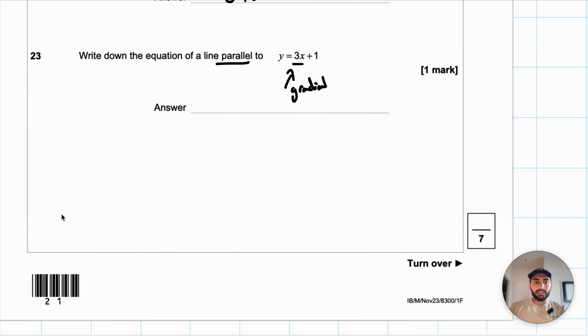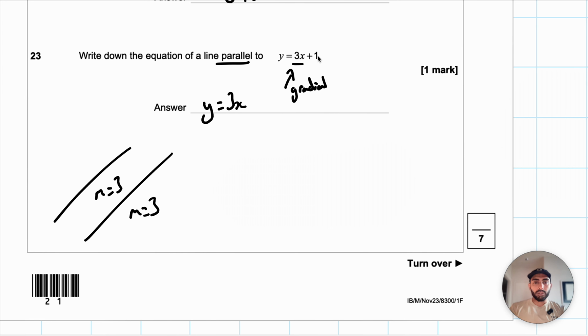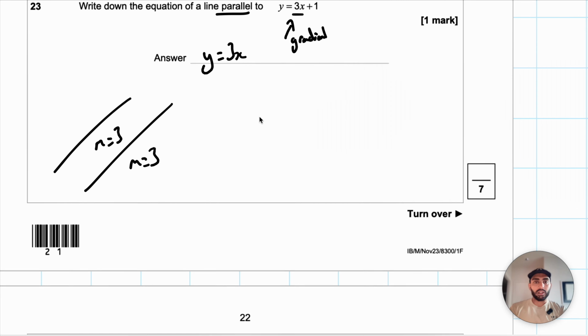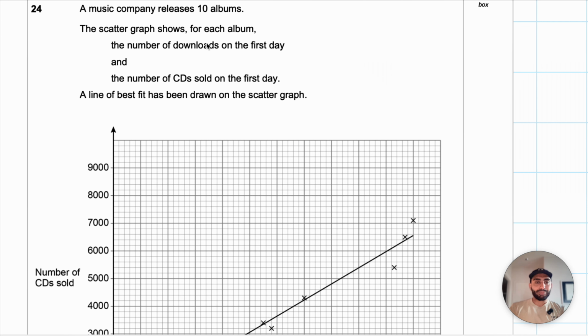When we're looking for lines that are parallel, if this is the gradient of one of the lines, we'll call it m equals 3. The gradient of a line that's parallel to it, they're never going to meet, would have the same gradient. If you're looking to create equations of lines that are parallel, they just need to have the same gradient. So I can have y equals 3x, and as long as it's not plus 1, it'd be totally fine. You could have negative 1, negative 100, negative 1000, plus 25, you could have anything there.